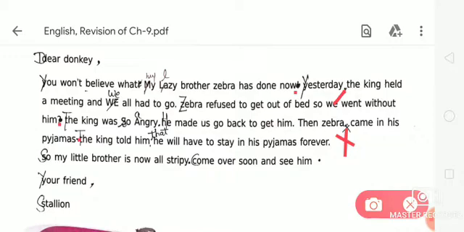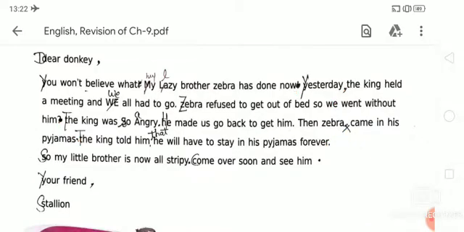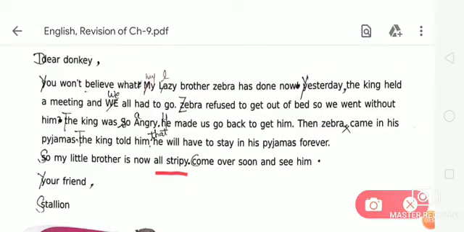The king, the first letter of the will be in capital letter, T will be capital. The king told him that, here we have to write the word that, he will have to stay in his pajamas forever. Okay, full stop here. And after that, so my, here the first letter will be in capital, so my little brother is now all strippy.